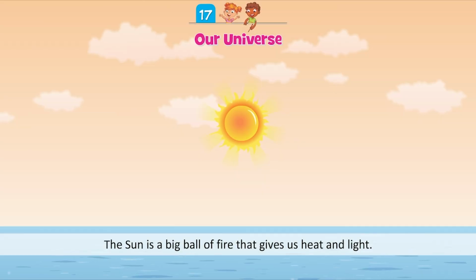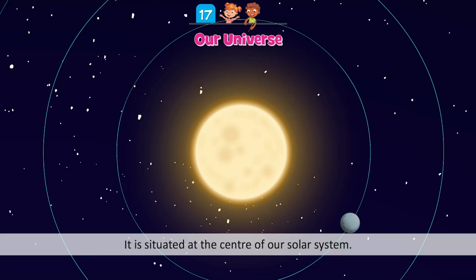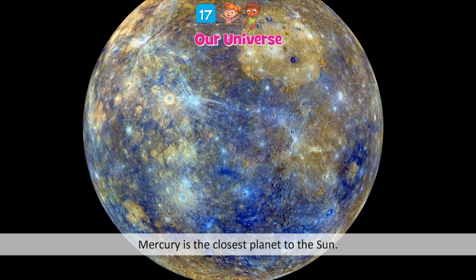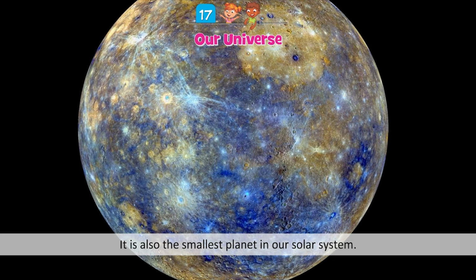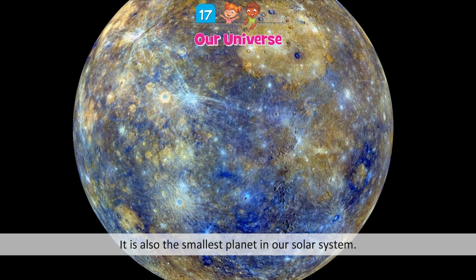Sun. The sun is a big ball of fire that gives us heat and light. It is situated at the center of our solar system. Mercury. Mercury is the closest planet to the Sun. It is also the smallest planet in our solar system.